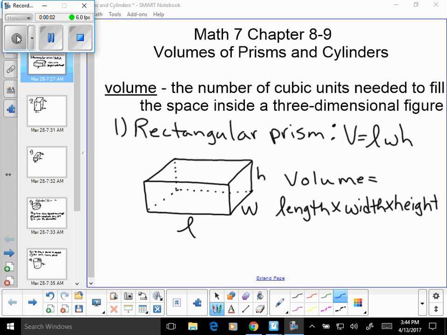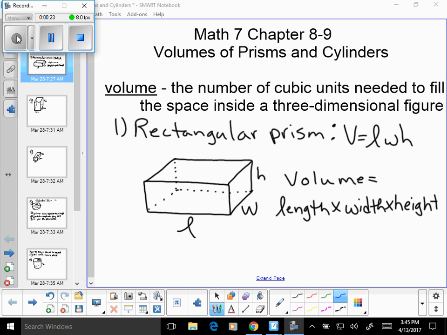All right, 7th graders, this is the lesson chapter 8-9, volumes of prisms and cylinders. This is our last lesson in chapter 8. We have covered a lot of material with quite a few formulas, and we're going to get 2 more formulas today.